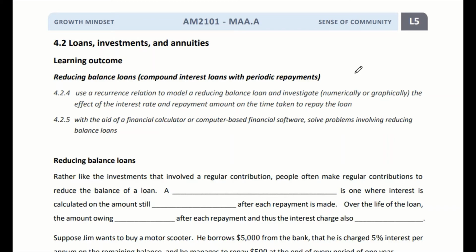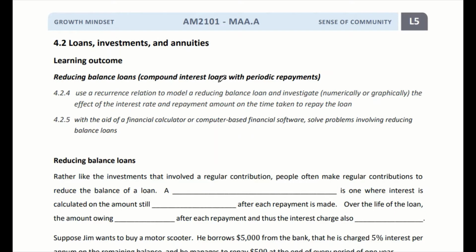Hi everyone, welcome to the fifth lesson for topic 4.2, Loans, Investment and Annuities. For today's lesson, we are looking at something new called reducing balance loans. It's an idea very similar to what we learned in our previous lesson about investment with regular deposit. Reducing balance loans, in other words, are compound interest loans with regular repayment.